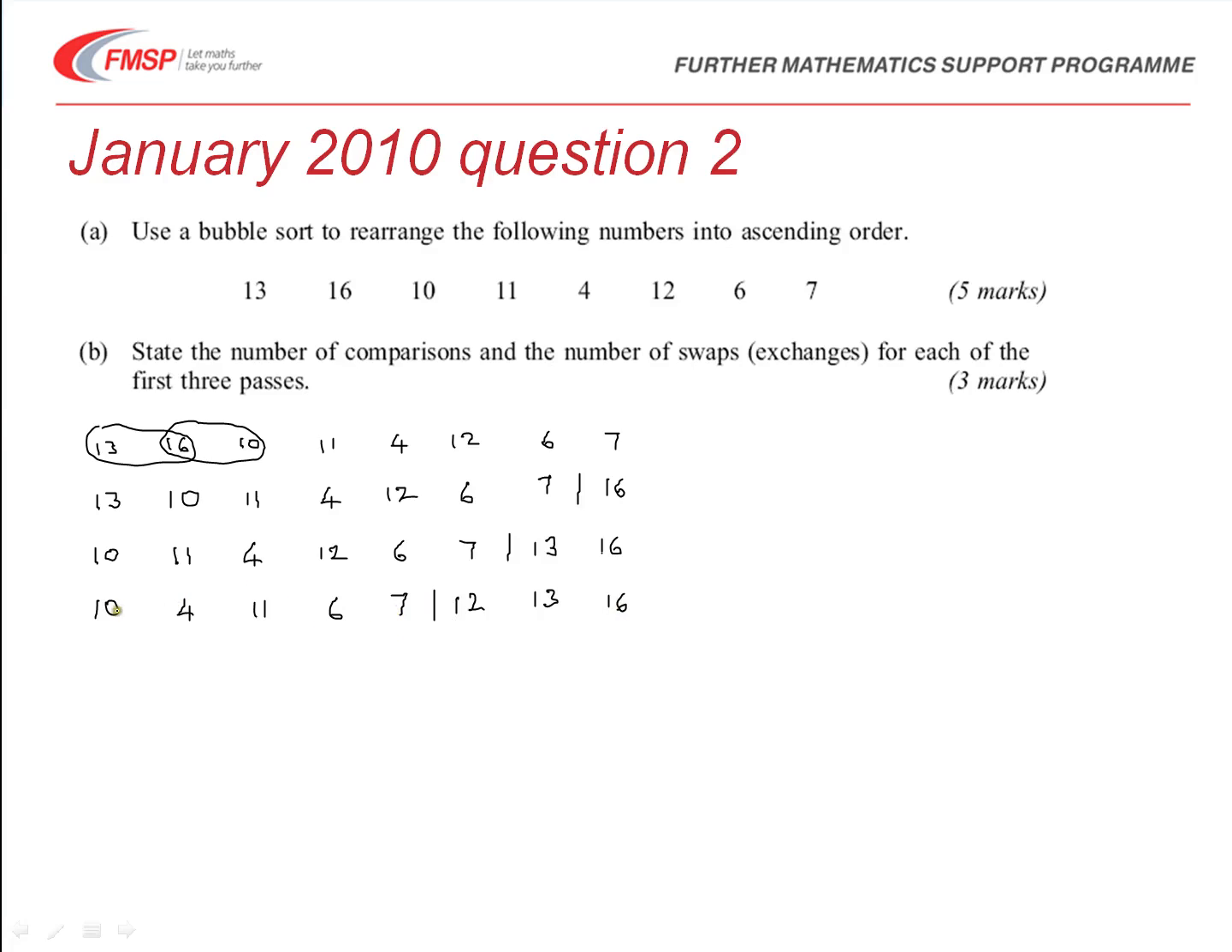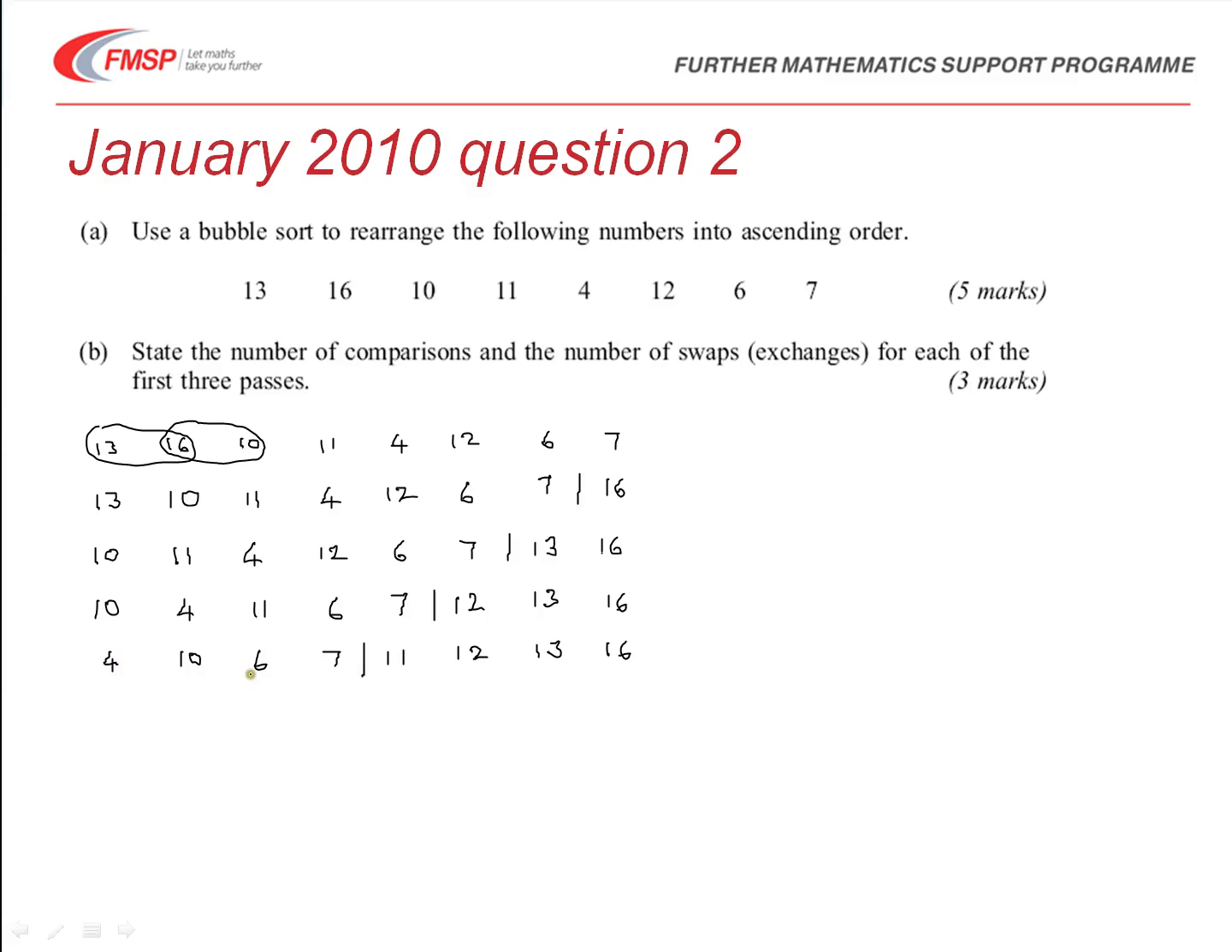So here we go again. The 10 with the 4 swaps. The 10 with the 11, no swap. The 11 with the 6, yes we do. The 11 with the 7, yes we do. And we can stop at that point, because once again the 11 must be in the right place, because the 12 and the 13 and the 16 are definitely in the right places. Now we know we're in the right place up to there.